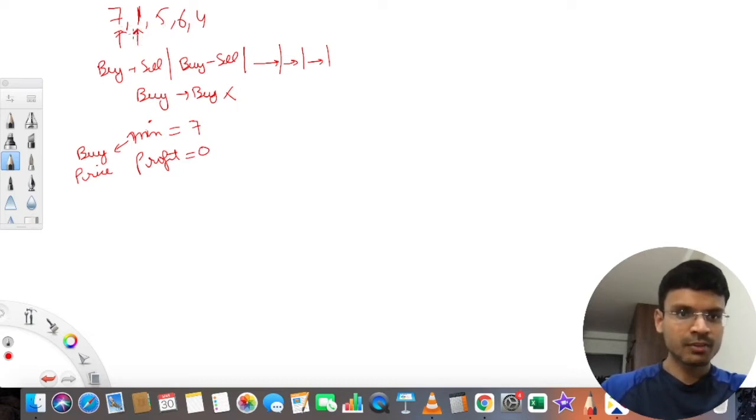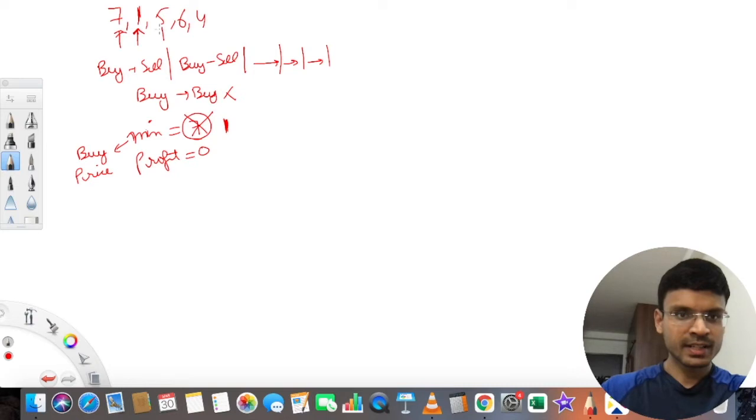The next element is 1. We compare 1 with 7, which means instead of buying the stock at a price of 7, we should buy it at price 1. So 1 is less than 7, and we update this min variable as 1. It means that we are buying the stock at a price 1 instead of 7.